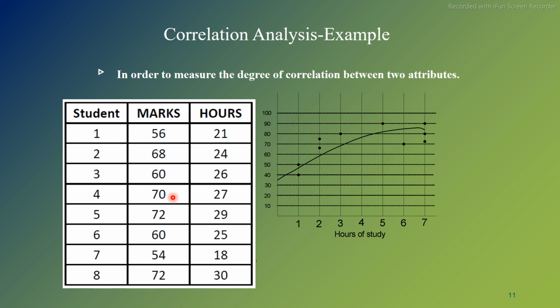Correlation analysis, if you see this one: if students are putting in, let's say, 6 hours, their marks are, in this case, 70. So it's a kind of positive correlation. If someone is devoting 1 hour, their marks are approximately 40. So you can see that hours of study and marks are highly correlated.